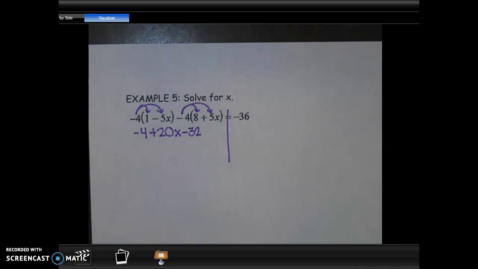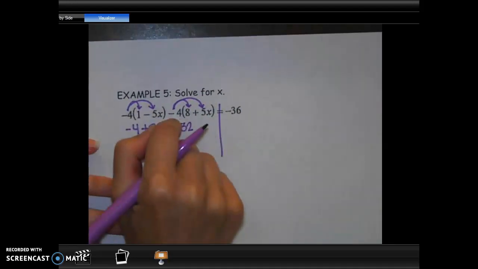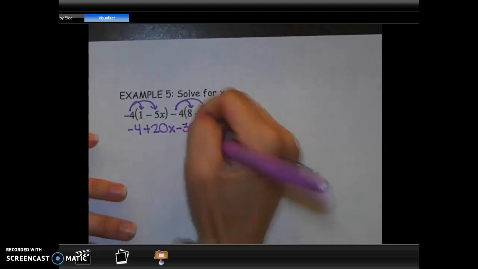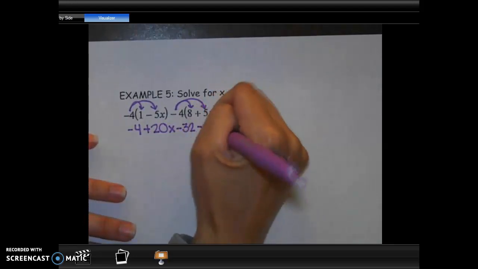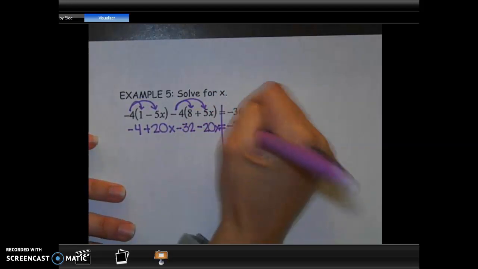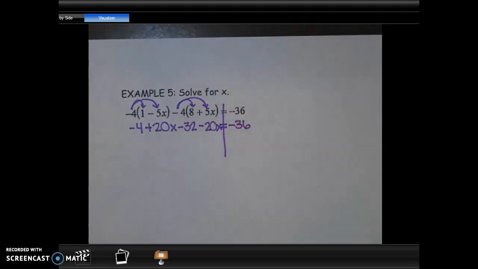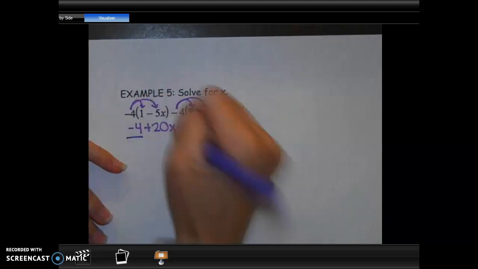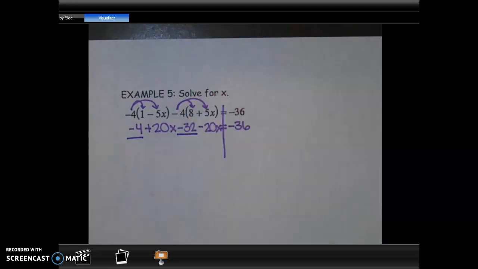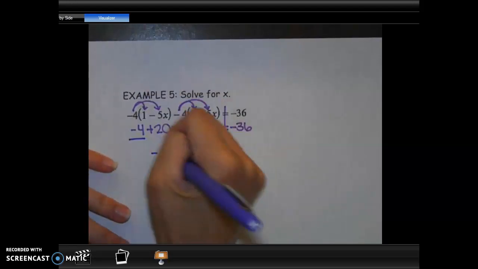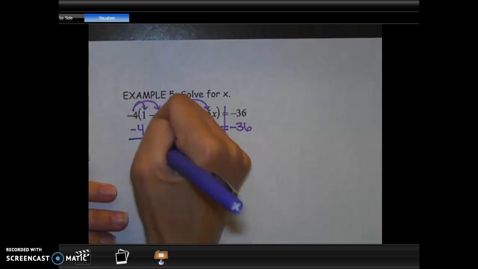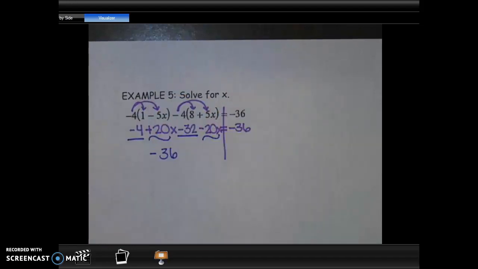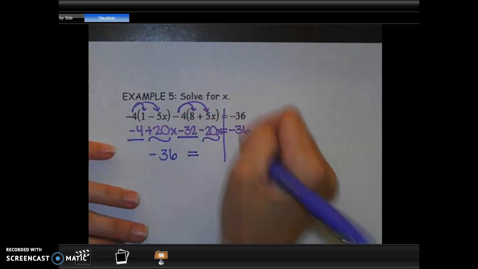I'm kind of second guessing myself. Yeah, I'm right. All right, -4 times 5x gives us -20x equals -36. Oh, I'm so glad we're doing this one. All right, let's combine like terms. So that gives us, let's see, we have a -4 and a -32. That leaves us with -36. And we have a positive 20x and a -20x. Uh-oh. That means they go away. They cancel each other out, leaving us with -36 equals -36.